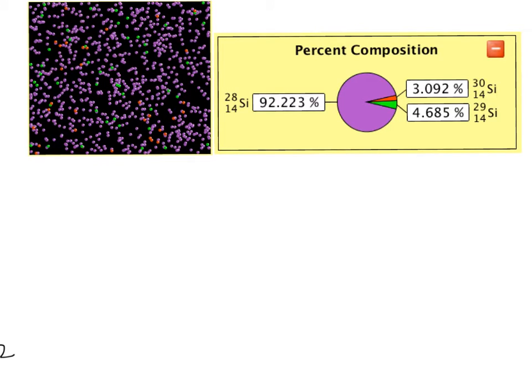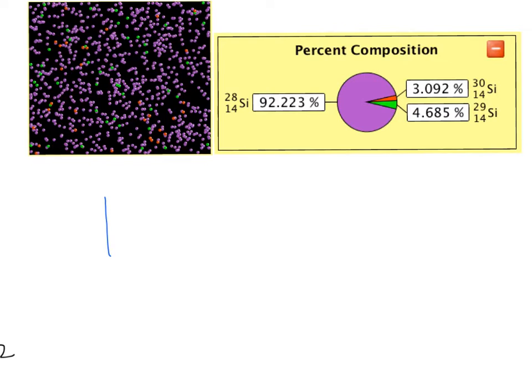So here's that graphical view of the distribution of the three isotopes of silicon. Here you can clearly see again that the dominant form is silicon-28, and much smaller percentages of silicon-30 and silicon-29. So from that we can actually do a little bit of predicting.